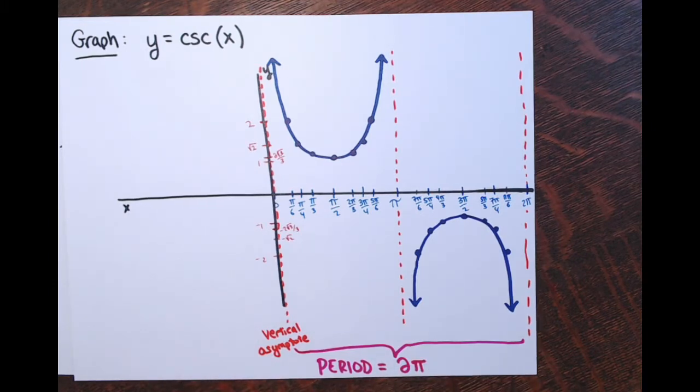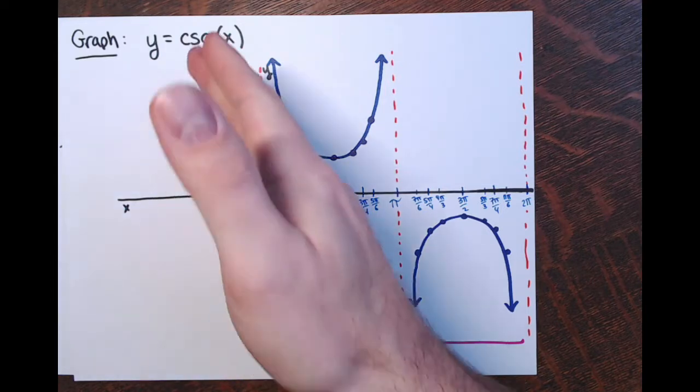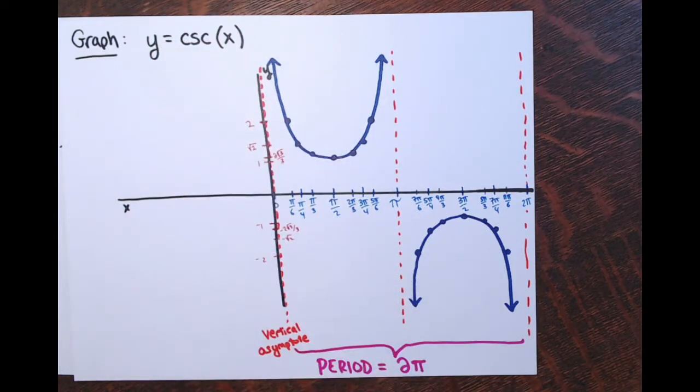Remember tangent and cotangent had a period of 1 pi? Well, those are the only two functions that have a period of 1 pi, right? Tangent and cotangent of x. All the other ones, sine, cosine, cosecant, and you'll see later also secant, have this period of 2 pi yet again. Right? So we're back to 2 pi, repeating every 2 pi.